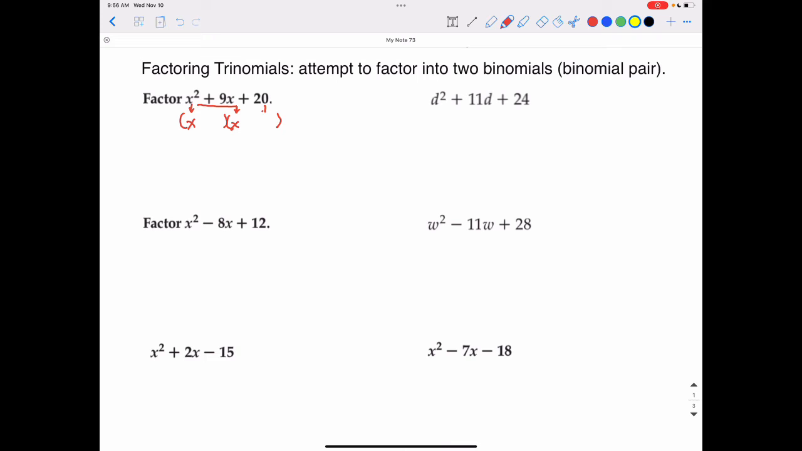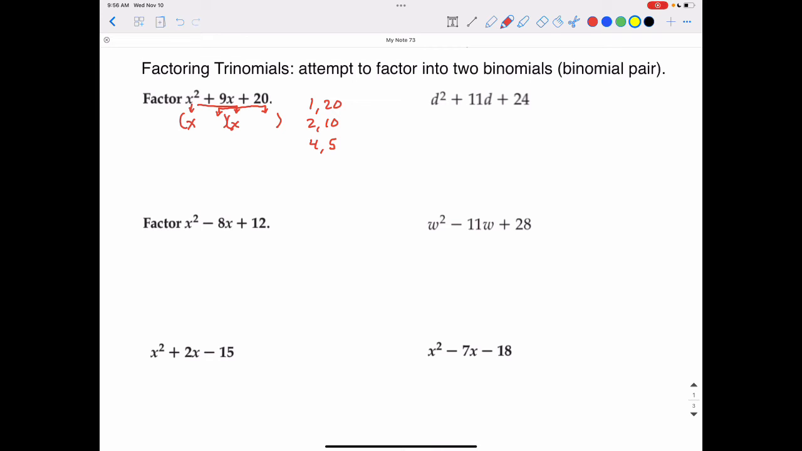What times what is 20 equal to? We're going to place that in those positions. There's actually several numbers that multiply together to be 20. There is 1 and 20. 1 times 20 is 20. There's 2 and 10. There's also 4 and 5. So only one set of those numbers might work.